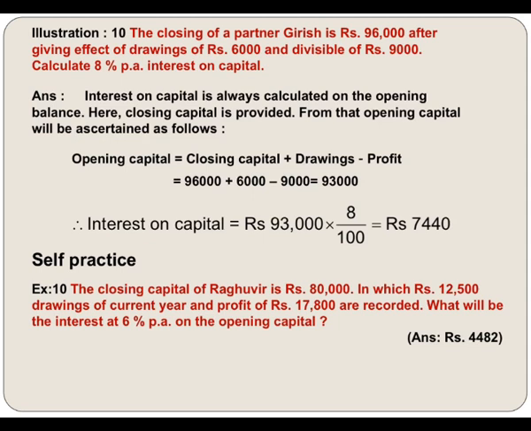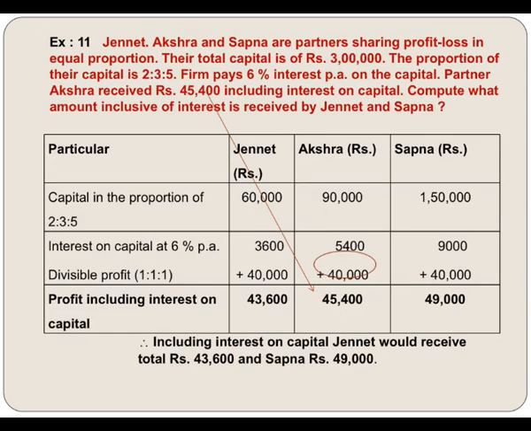Now I have given one more self-practice question. Closing capital of Raghuvir is 80,000, in which 12,500 is drawings for the current year, and profit of 17,800 is recorded. What will be the interest at 6% per annum on opening capital? So apply the above formula. Closing capital is 80,000 plus drawings 12,500 minus profit 17,800, and now whatever amount comes, multiply it with 6%, you will get interest on capital 4482. It's a quite easy question.